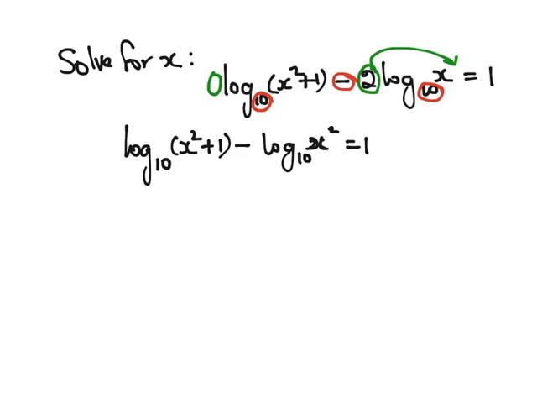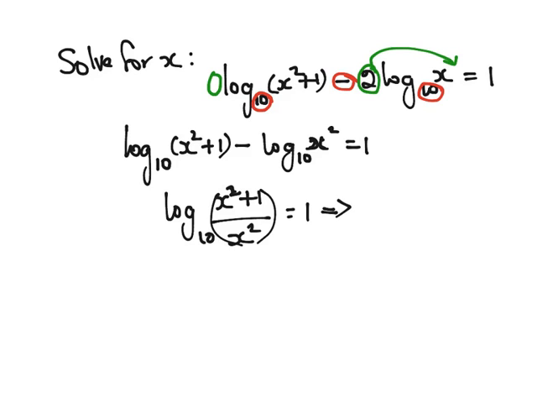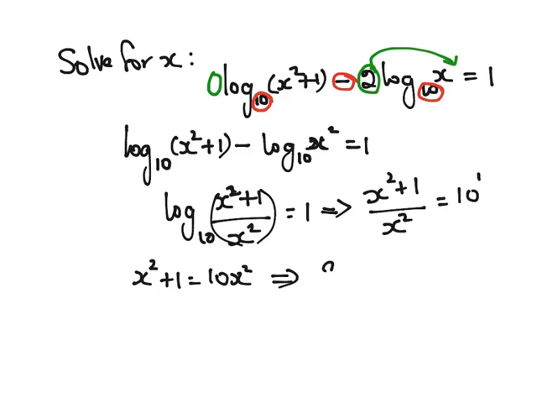Now you can use the quotient rule in the left hand side. So this will become log of x squared plus 1 by x squared to the base 10 equal to 1. So let me write it in exponential form. So this will become x squared plus 1 by x squared equal to 10 power 1, which is 10. So I shall get x squared plus 1 equal to 10x squared, which means 9x squared equal to 1, which means x squared is 1 by 9. So I shall get x as plus or minus square root of 1 by 9, which is 1 by 3.